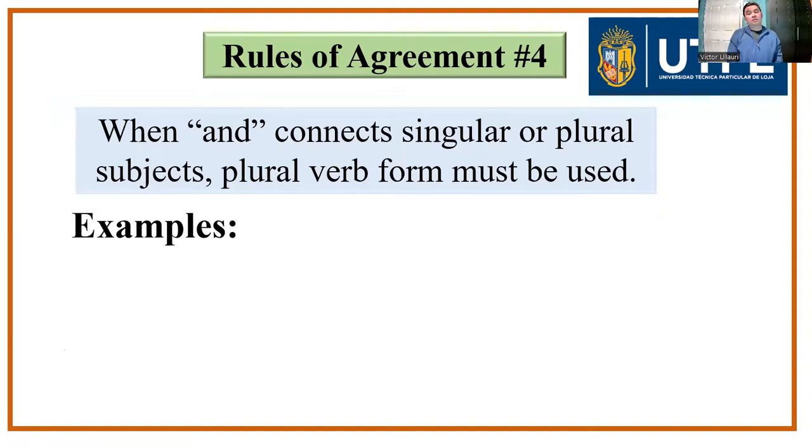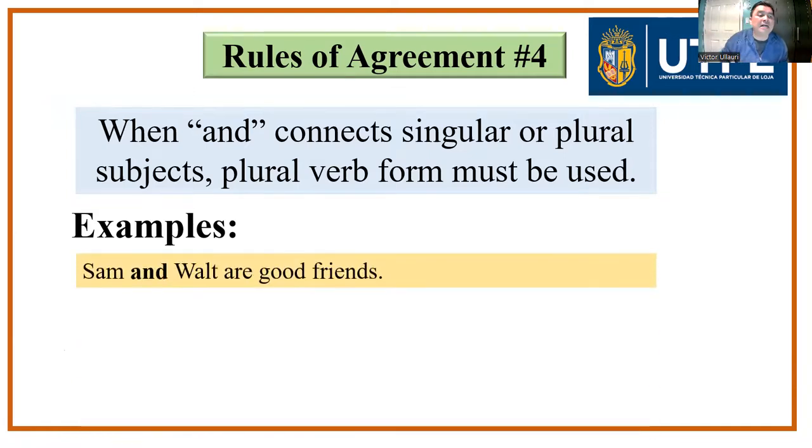When "and" connects singular or plural subjects, a plural verb must be used. When we have a singular or plural subject and they are connected by the conjunction "and," the verb goes in plural form. I'll give you an example. Sam, singular, and Walt are good friends. Singular, singular, we put it together, it becomes plural. So therefore, we're going to use the verb in the plural form. Sam and Walt are good friends.